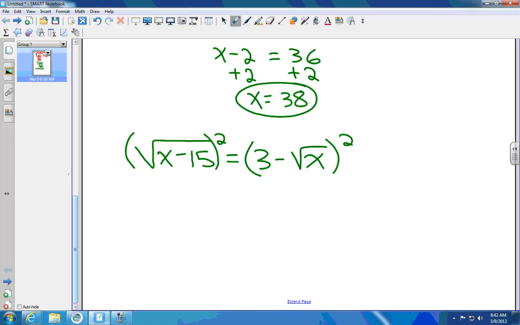So on the left, we have what? X minus 15 equals, how do we do that? What? So you get 9 minus x.